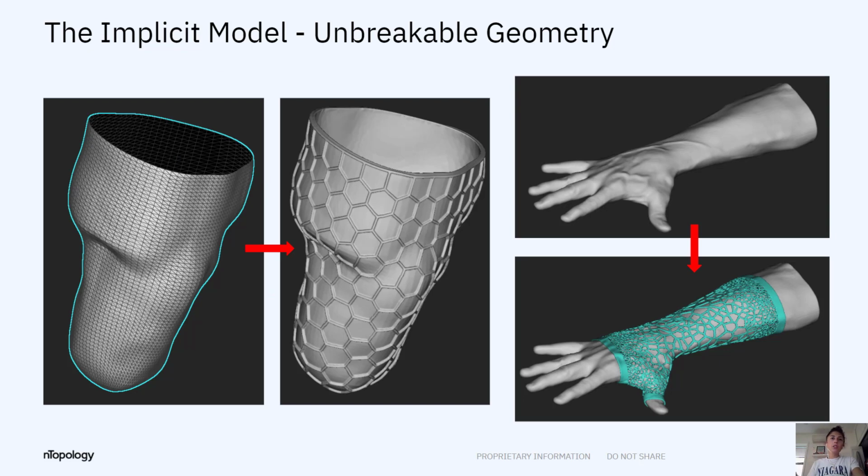Due to the way we represent geometry in nTopology, using the implicit model, it truly opens the door to unbreakable geometry. Any sort of operation like shelling, offsetting, or Boolean operations truly never fails. And this enables the power to just bring in the scan, like on the left or on the right, we have this arm, and being able to create sockets or these braces that truly conform to that shape.